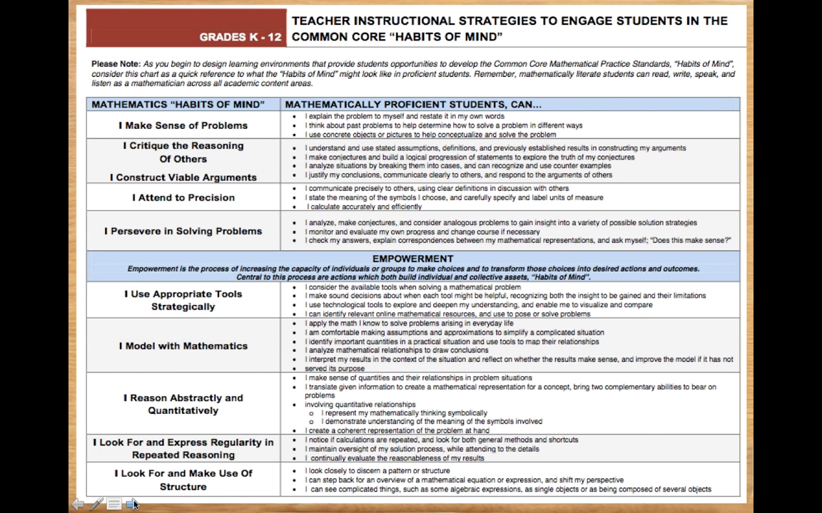Perseverance in solving these problems. Do I persevere in solving them? Sometimes a student, and it's a big problem, reads a problem once and says, I cannot do this problem. I don't understand it. So they don't persevere. And the important part is being able to empower the students. How do I empower them to be able to solve the problems without getting frustrated?